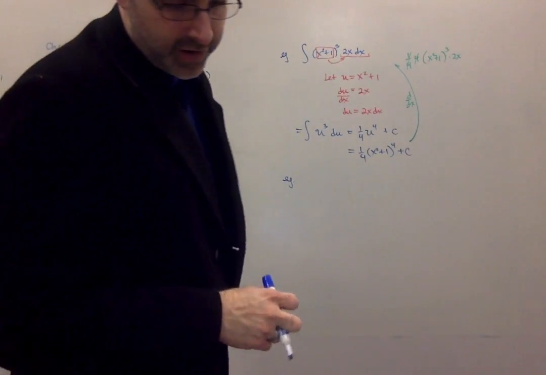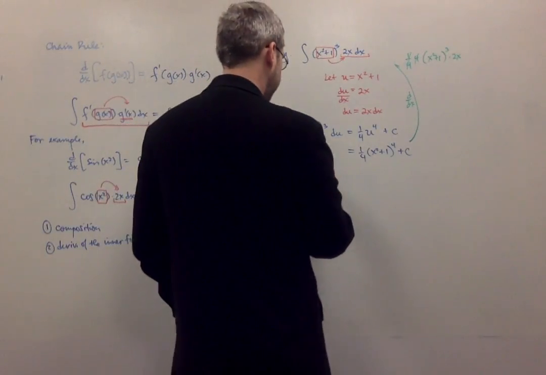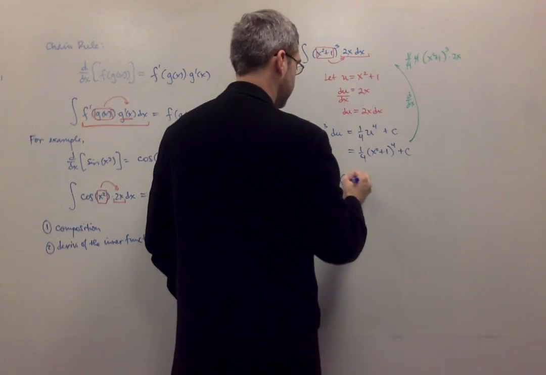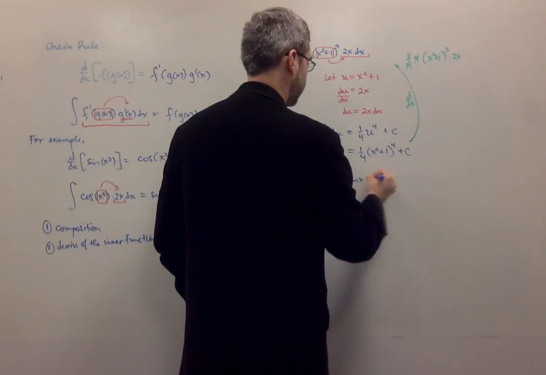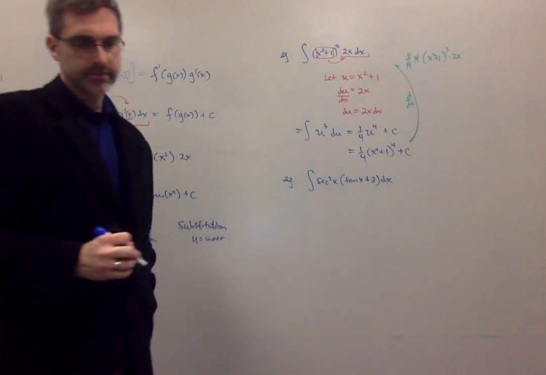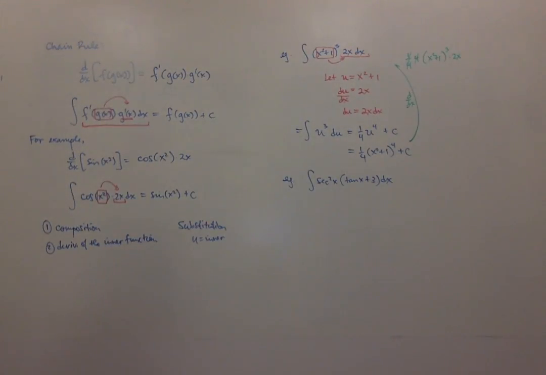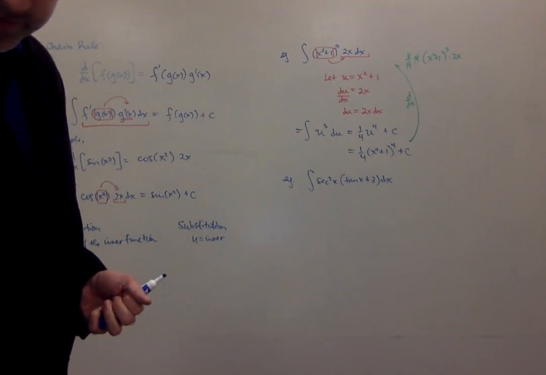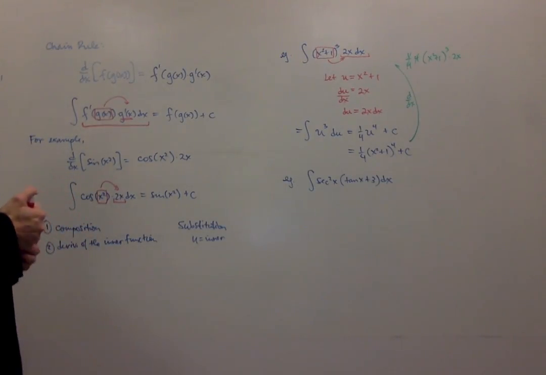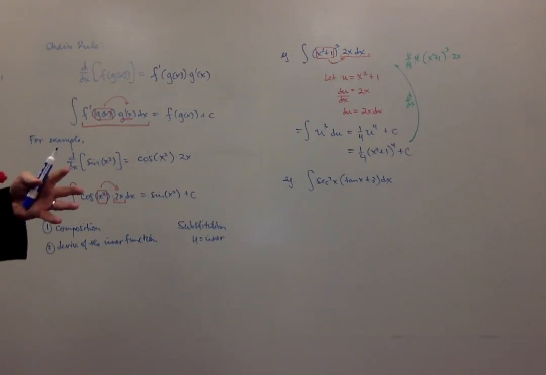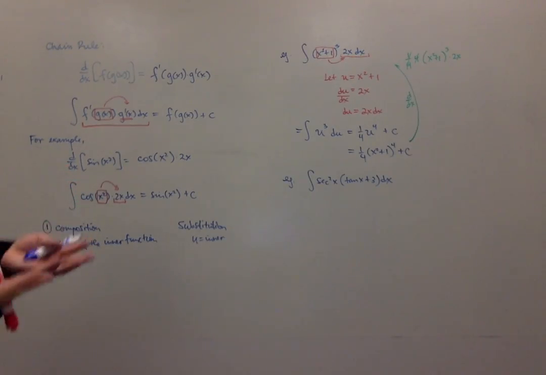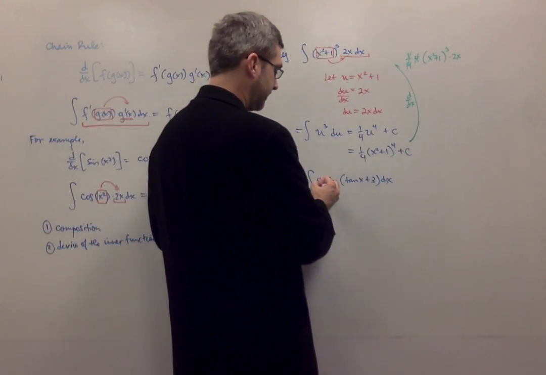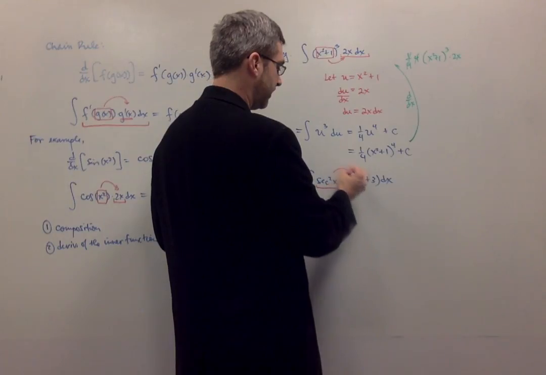Okay, let's try another example here. So let's do the integral of secant squared x times tangent x plus 3 dx. Now, you might not necessarily see a composition here, but one of the things that you might notice is that secant squared is the derivative of tangent.